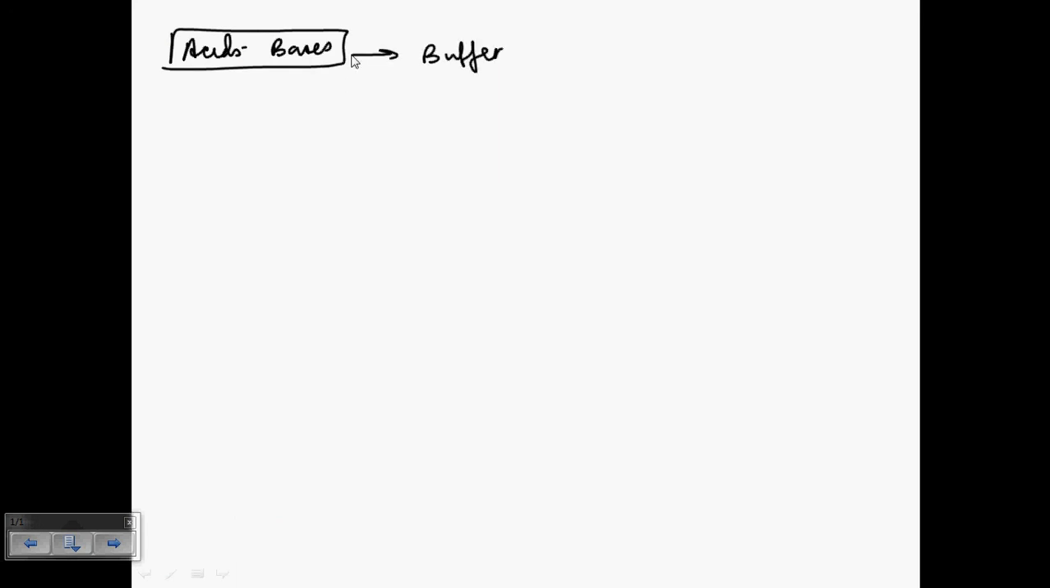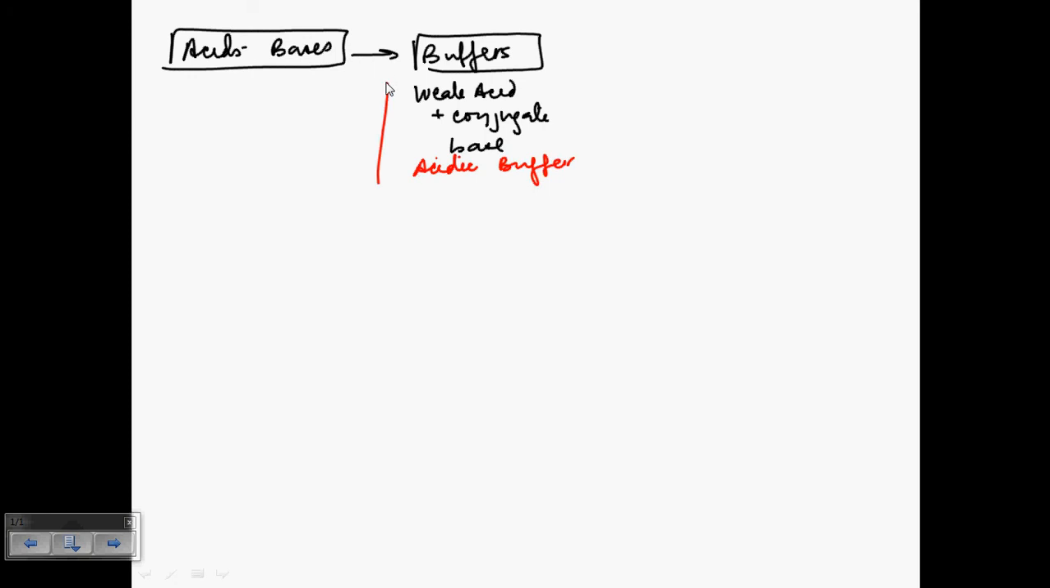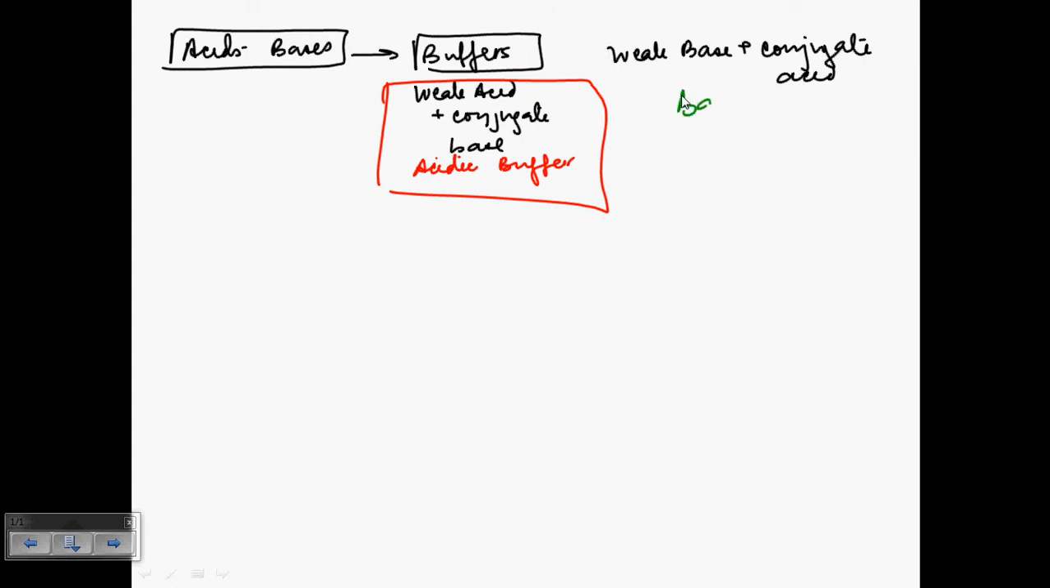So buffers are solutions that resist change in pH. Buffers are weak acid plus its conjugate base. Such kind of buffers are called acidic buffers because their pH lies in acidic region. And the second type of buffers are weak base plus their conjugate acid, and these buffers are called as basic buffers because their pH lies in basic region.